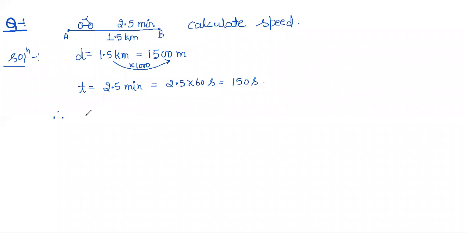Now we know the formula of speed. Speed equals distance upon time. Distance is 1500 and the time is 150. It will cancel out 10 times. So the speed will be 10 meter per second.